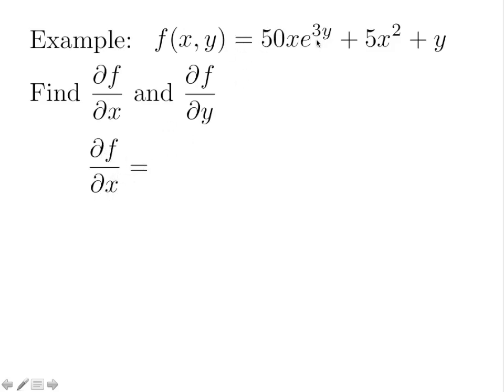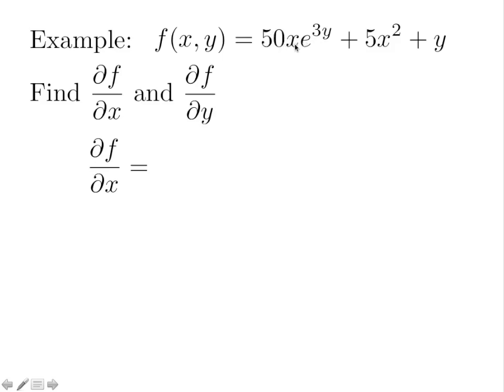That means you have to treat the variable y as a constant in this case, right? You can imagine y is an actual number like 2 or 3. And then you're just going to find the derivative of the variable x only. So in this multivariable function, the first term, 50x times e to the 3y, you have 50 is a constant and e to the 3y is also a constant.